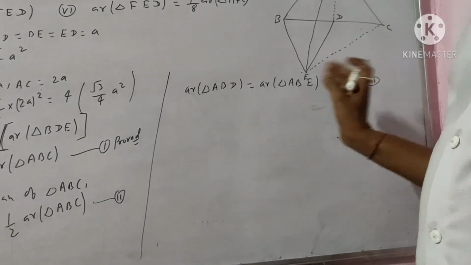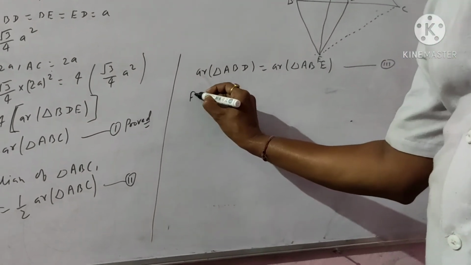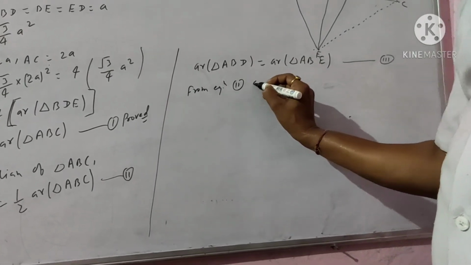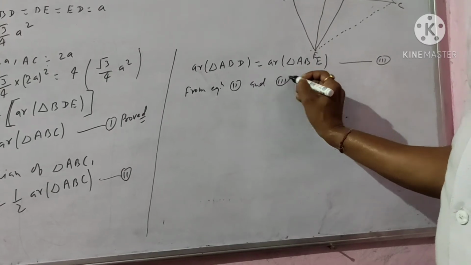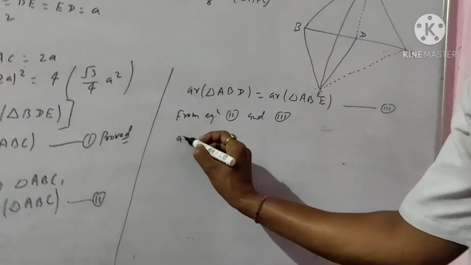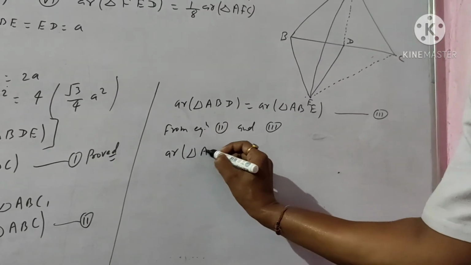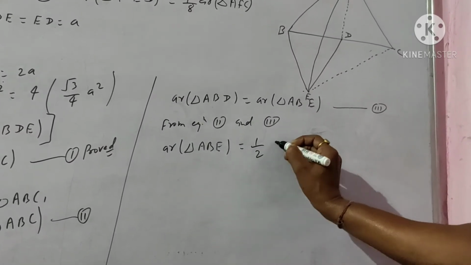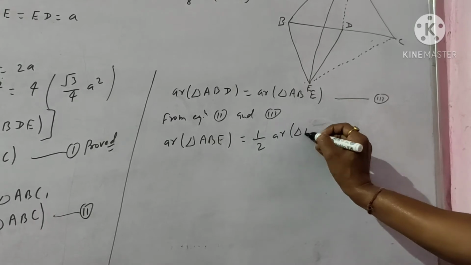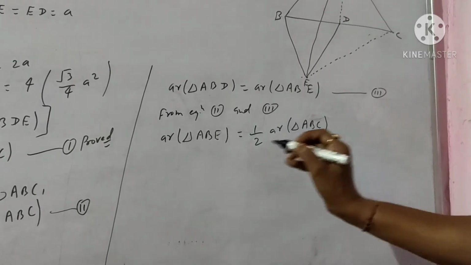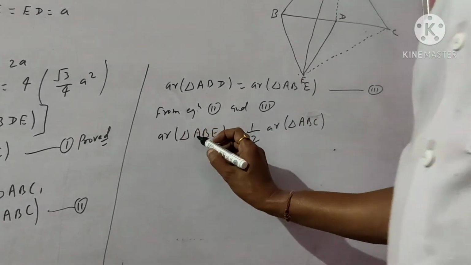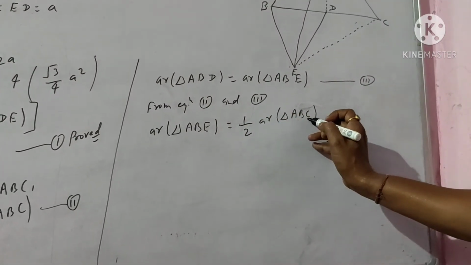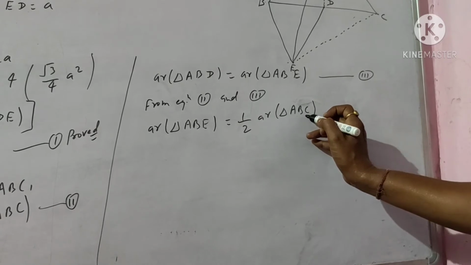So here student, from equation 2 and 3, area of triangle ABE is equal to 1 by 2 area of triangle ABC. So here student, area of triangle ABE is equal to 1 by 2 area of triangle ABC.